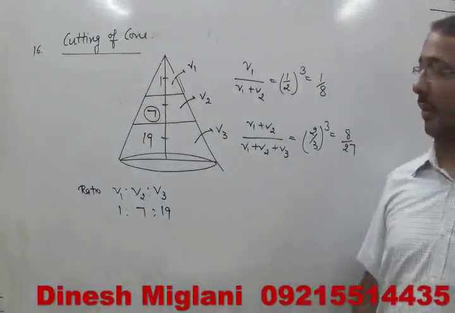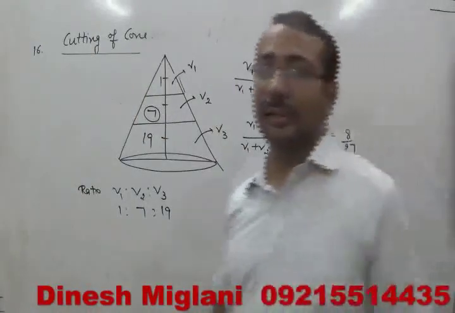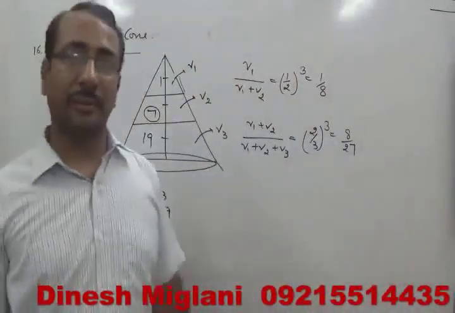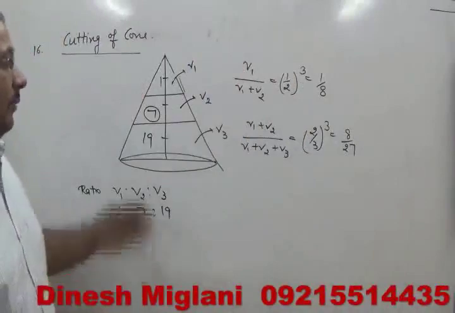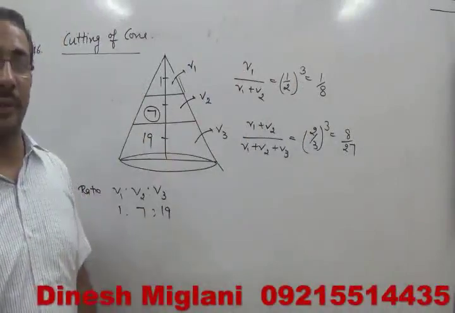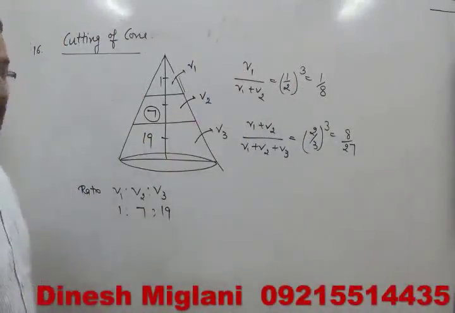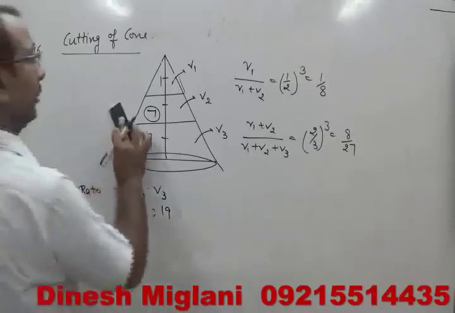Very simple question. Because in that you have to just take care that whenever we are talking in terms of volumes, you have to simply make the cube of the ratio of the heights. And from that you can easily answer your problem. Let us take one more question on this.